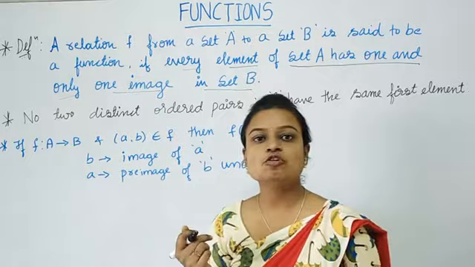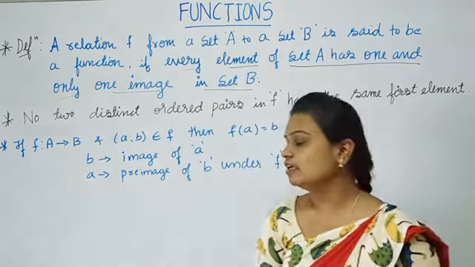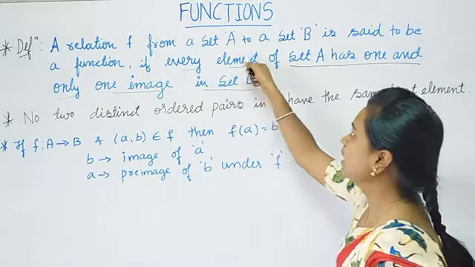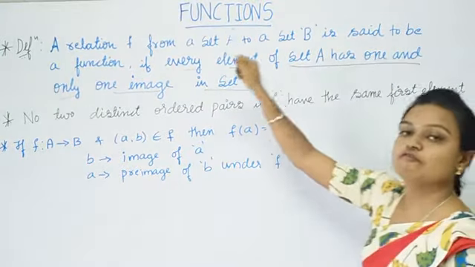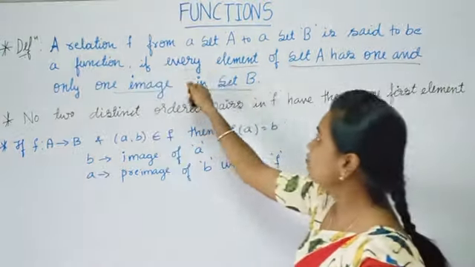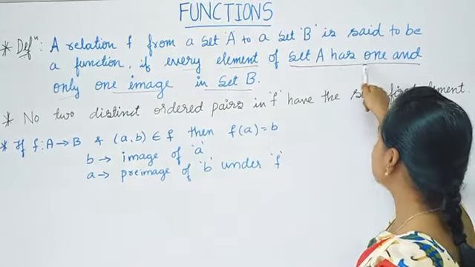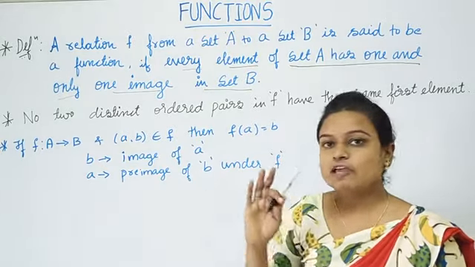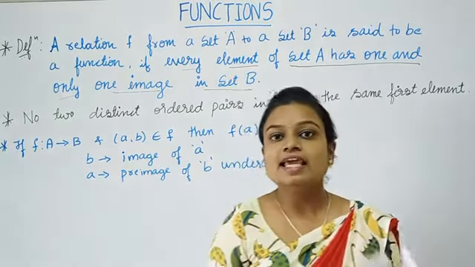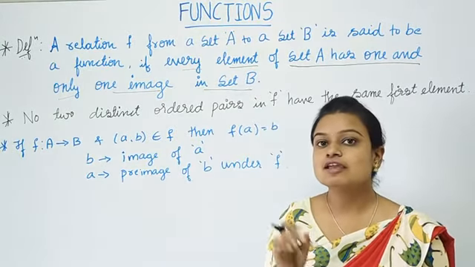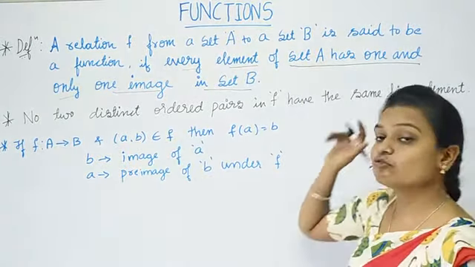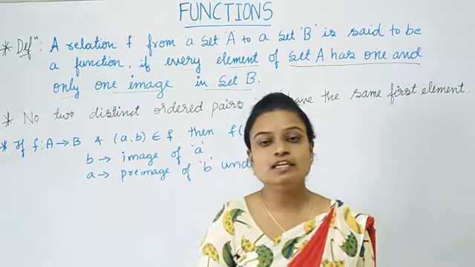First of all, we have to know the meaning of functions, right? The definition is: a relation f from a set A to a set B is said to be a function if every element of set A has one and only one image in set B. So a function is also a relation. A relation is said to be a function when every element of set A has one and only one image in set B.